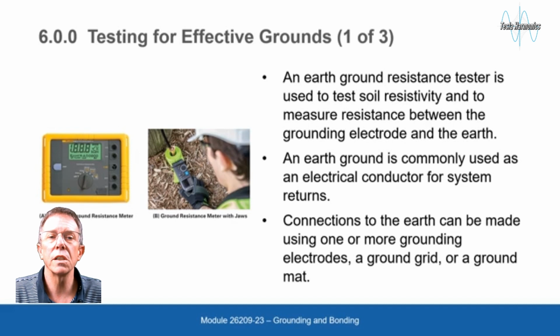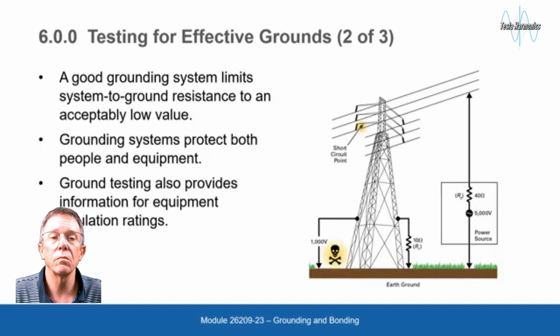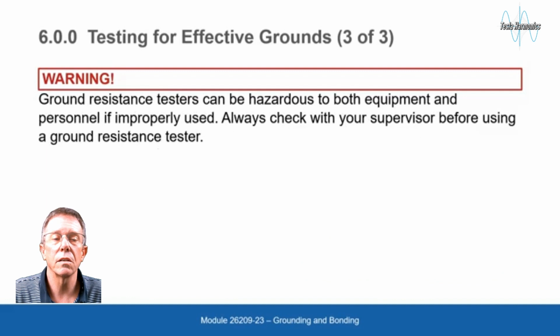An earth ground resistance tester is used to test soil resistivity and to measure resistance between the grounding electrode and the earth. An earth ground is commonly used as an electrical conductor for system returns. Connections to the earth can be made using one or more grounding electrodes, a ground grid, or a ground mat. A good grounding system limits system ground resistance to an acceptable low value. Grounding systems protect both people and equipment. Ground testing also provides information for equipment installation ratings.